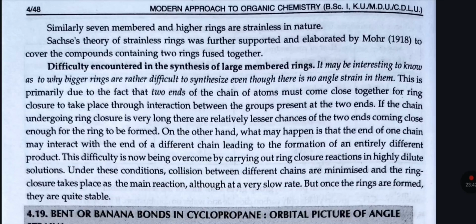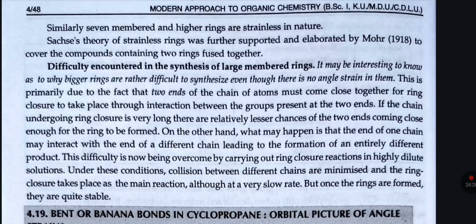Difficulty encountered in the synthesis of large membered rings. It may be interesting to know why bigger rings are rather difficult to synthesize even though there is no angle strain in them. This is primarily due to the fact that the two ends of the chain of atoms must come close together for ring closure to take place through interaction between the groups present at the two ends. If the chain undergoing ring closure is very long, there are relatively lesser chances of the two ends coming close enough for the ring to be formed.